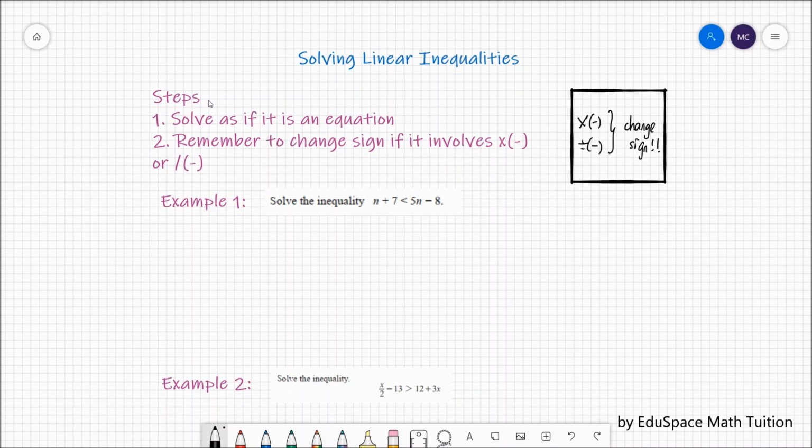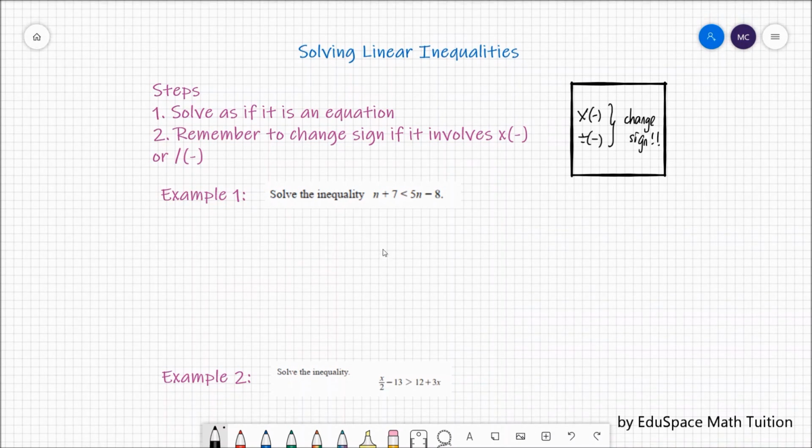In order to solve a linear inequality, step 1 is you just have to solve as if it is an original equation. And then secondly, you just have to remember to change the sign if you involve any multiplication of a negative value or a division of a negative value.